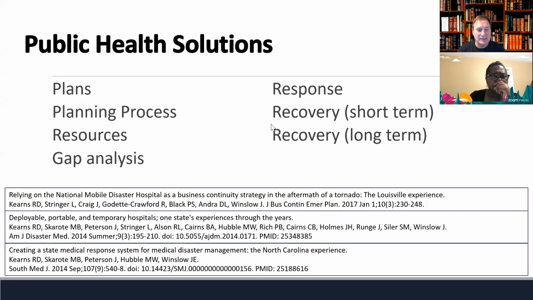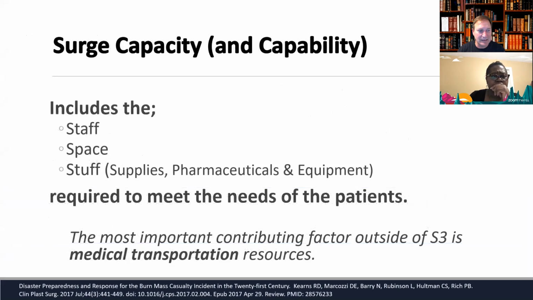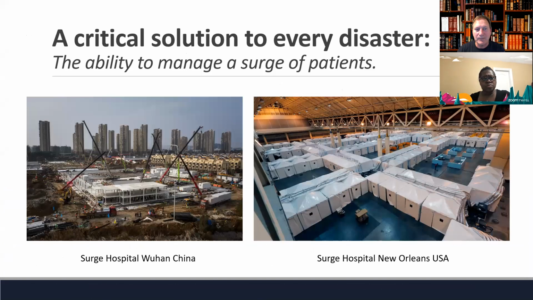And so let's wrap up with just a couple of things. Again, just understand surge capacity and surge planning, the importance of it. We really look at it in three pieces: staff, space, and stuff, or supplies. And then a critical solution for every disaster is, how do you create surge?